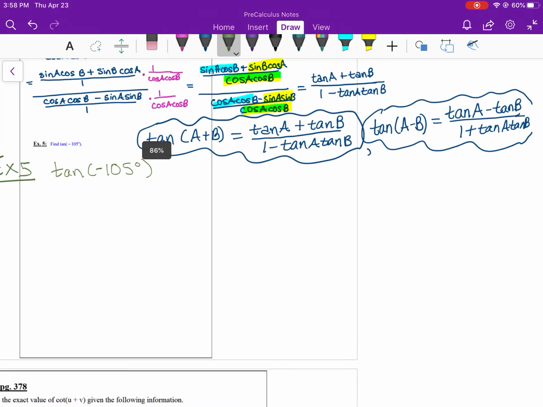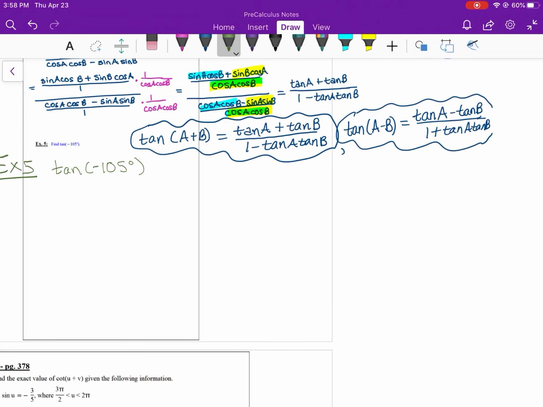All right, so you need to come up with first two angles that add to 105 degrees. That's negative. Or you need to come up with two angles that maybe subtract to be negative 105. It doesn't really matter, but you need to come up with something that works for you. Okay? So let's think about this for a little bit. Are there two angles you could subtract and get negative 105?